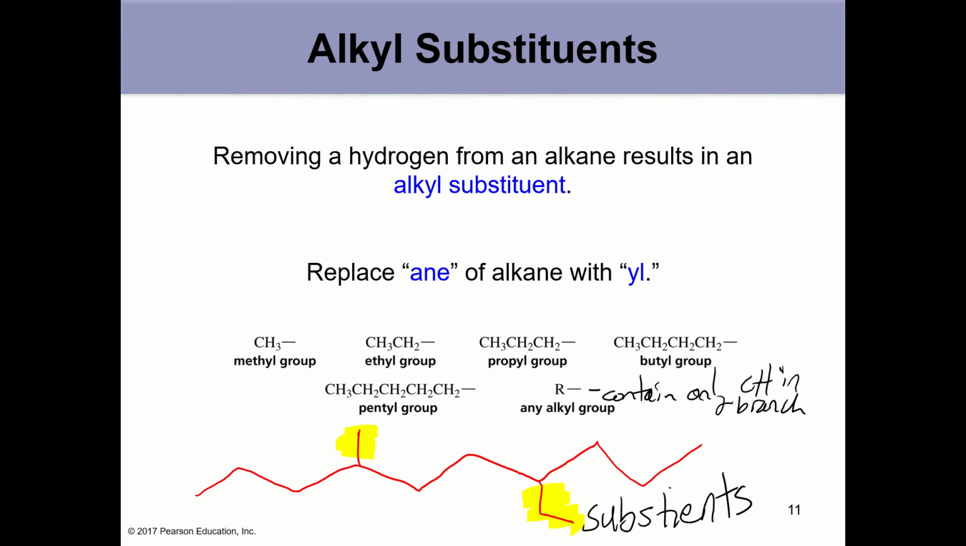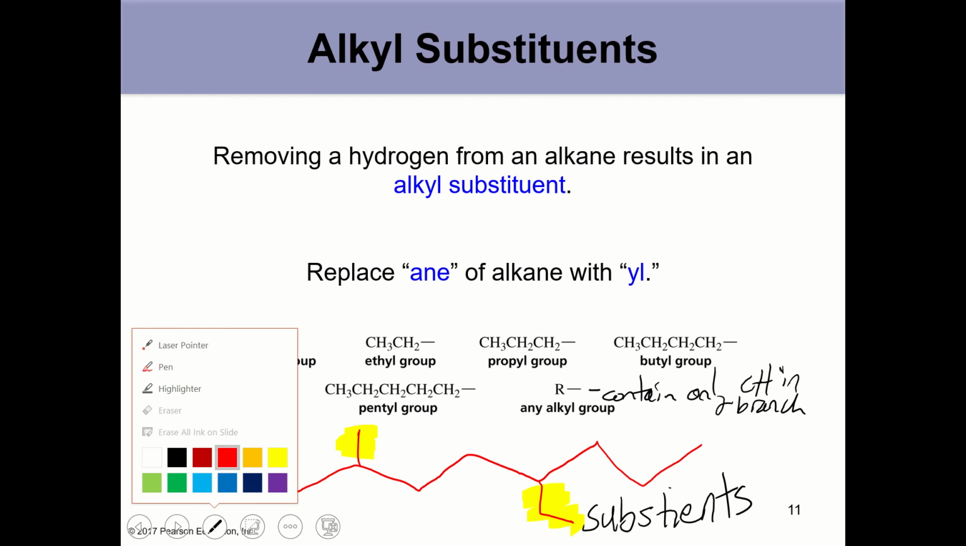Alkyl substituents. Removing a hydrogen from an alkane results in an alkyl substituent. We will replace the -ane with -yl and write YL. So, what do we mean by substituents? I've said in a previous chapter that this is when we have a branch off of a longer carbon chain.